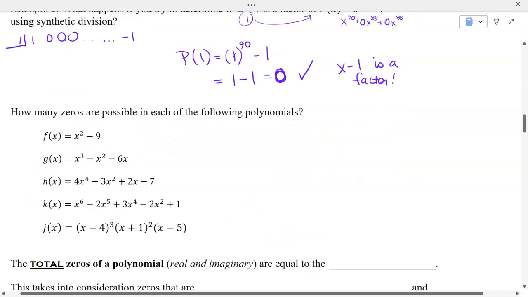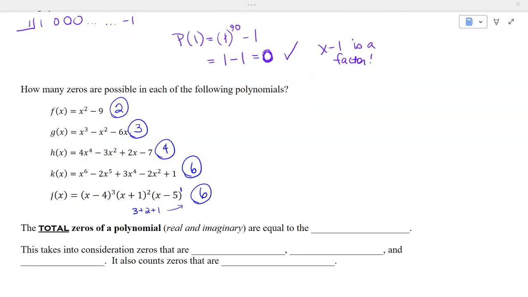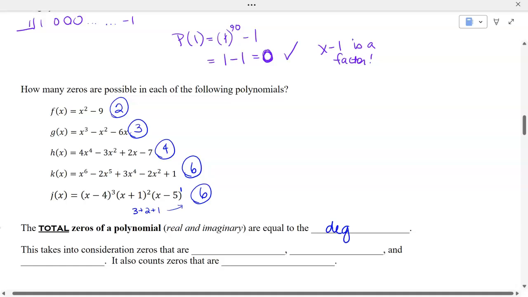So now I want you to look at these next polynomials and see if you can figure out how many zeros there are possible, and see if you can figure out a way to easily tell, and we'll circle back. So hopefully here you were able to tell that for each polynomial given, the overall degree of that polynomial is going to equal the total number of zeros. So here we've got the sentence: the total zeros of a polynomial, both the real and imaginary, are just equal to the degree of the polynomial.